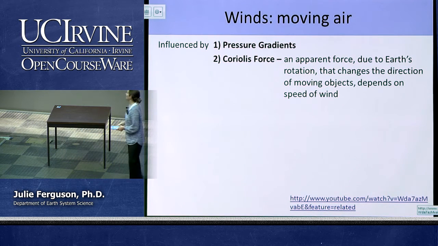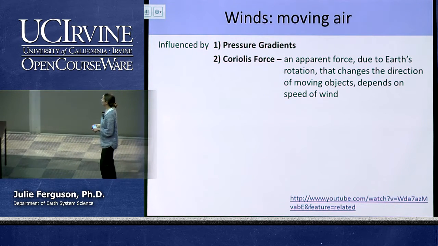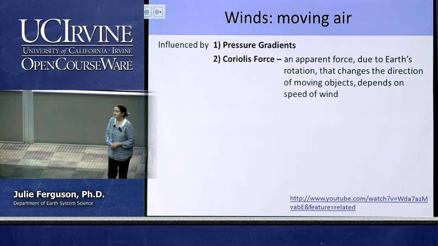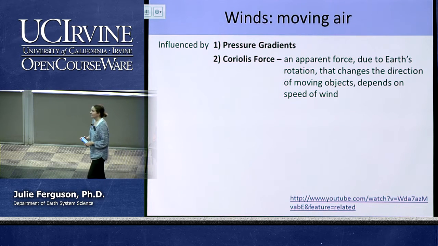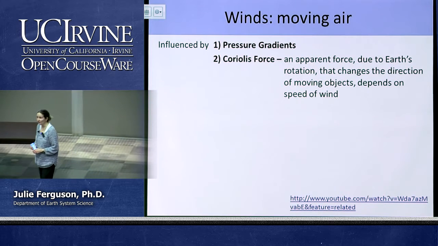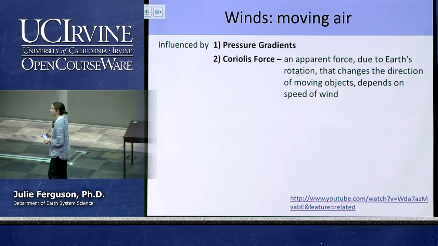Okay, so what is it? It's an apparent force that happens because the Earth is spinning round. Okay, so the Earth is spinning. And what happens is it doesn't affect the speed of our wind or our object or anything else, but it does affect the direction.